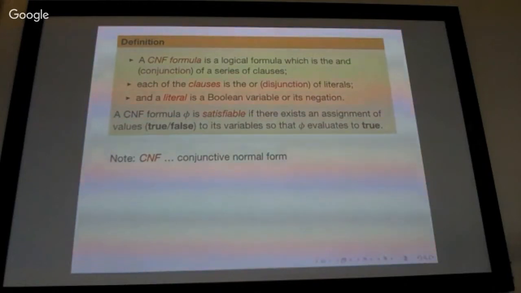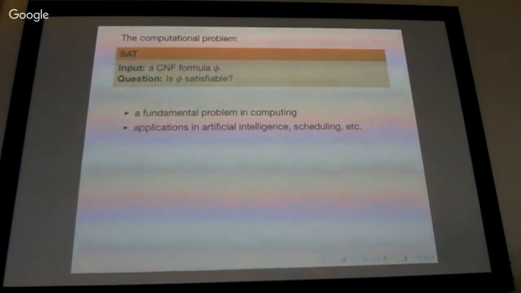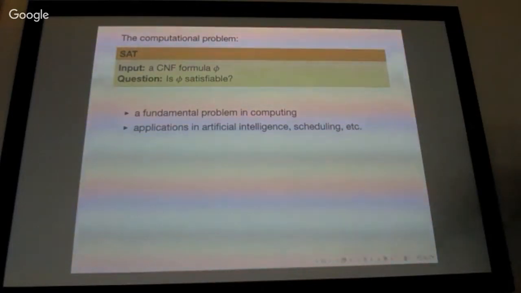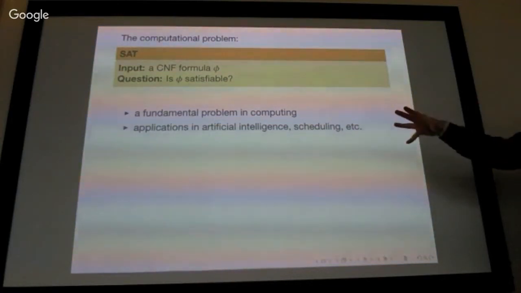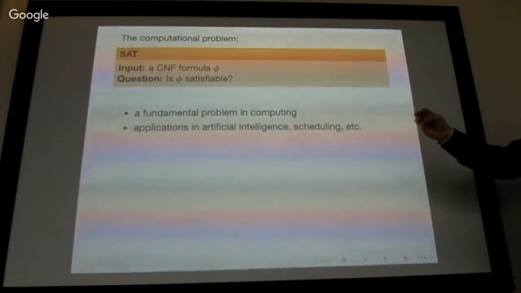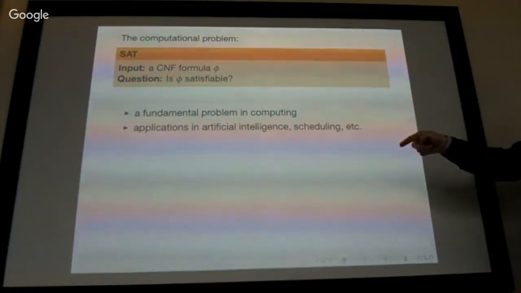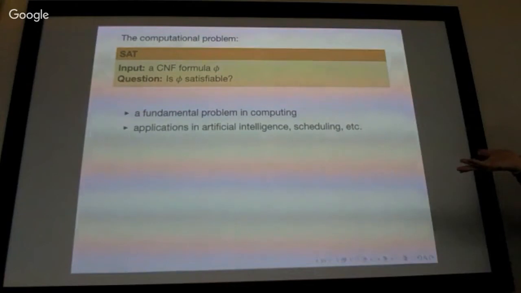These are just the definitions, you read the definitions, but the computational problem here is: it takes a formula like the one we just had, and the question is, can you put trues and falses on the variables in such a way that the whole thing would be true? Is it possible to put trues and falses on the A, B, C's, whatever the variables are called, in such a way that the whole formula would evaluate to true?